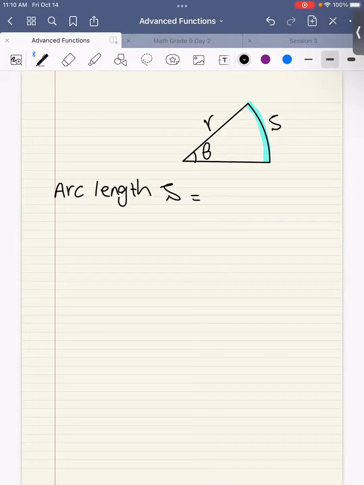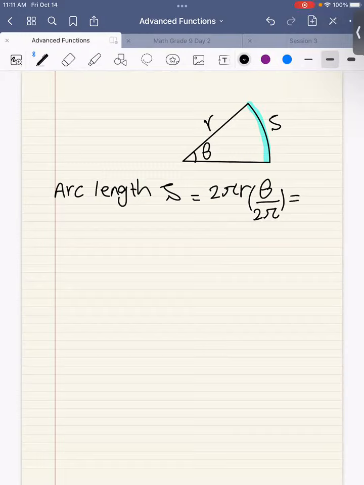So what is the length of the whole circle? 2 pi r. That is for the whole circle. But because here the angle is only theta, you have to divide theta by 2 pi and then multiply it by this, right? So 2 pi r is for the whole circle, but here we have only theta part. So it's times theta over 2 pi.